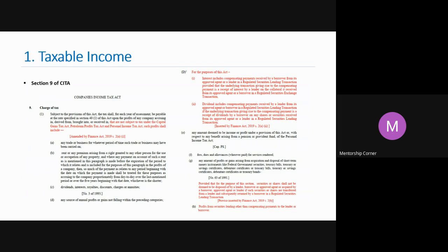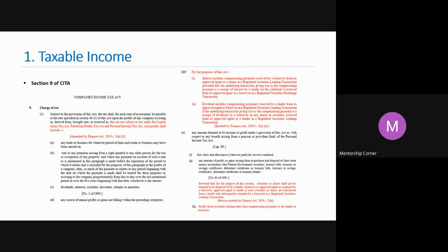All right, taxable income. For you to determine your taxable income, you have to understand the requirement of the law, which is section 9 of CITA. I've extracted it here so that we will not be going back and forth, right? And subsequently, we can all go back to watch the videos at our convenient time. So, charge of tax: subject to the provisions of this Act, the tax shall for each year of assessment be payable at the rate specified in section 40, subsection 1 of this Act.